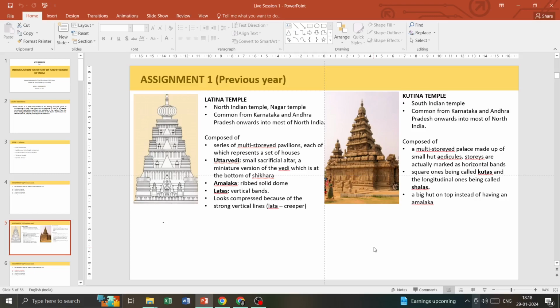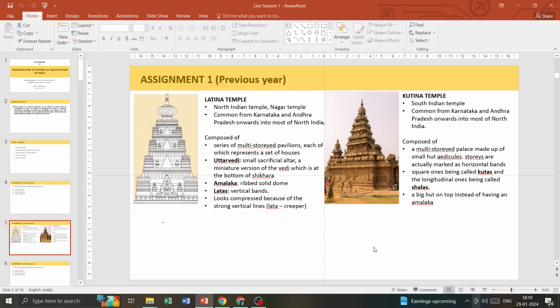And these vertical lines present in Latina temple make the temple look compressed. Although in the picture I have added here of a Latina temple you can't see the Lata, because there can't be just one prototype which can be made everywhere. This is one example which I have added, but usually these Latina temples have Latas, and maybe in some picture in the next slides I'll show you what the Lata is.